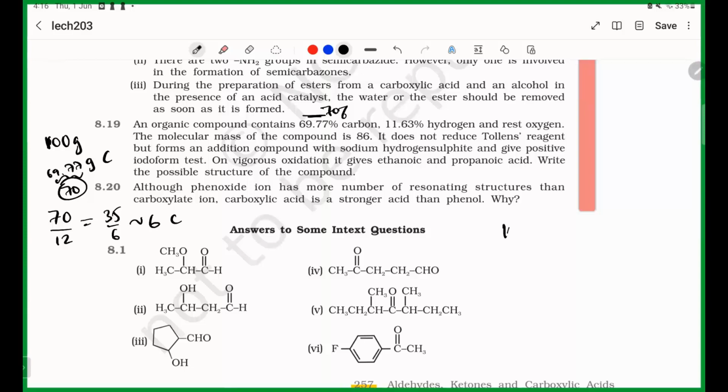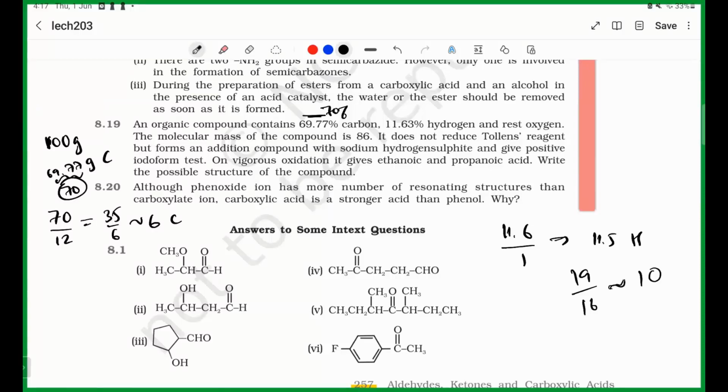We have 11.6 grams of hydrogen given. The atomic weight of hydrogen is 1, right? So therefore you have around 11.5 hydrogen atoms, and the rest is oxygen. So how many grams are already accounted for? 70 plus 11, 81. So around 19 grams of oxygen is left over, which means around 1 oxygen atom is left, right? So you have 6 carbons, 11.5 hydrogens, and around 1 oxygen.